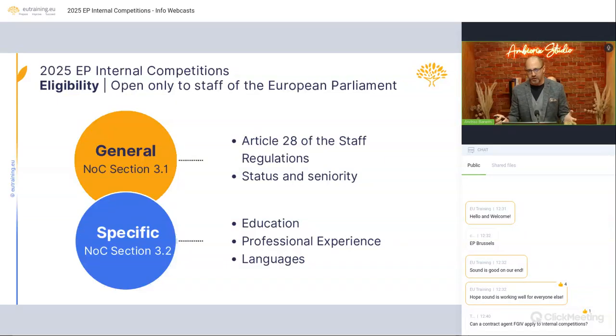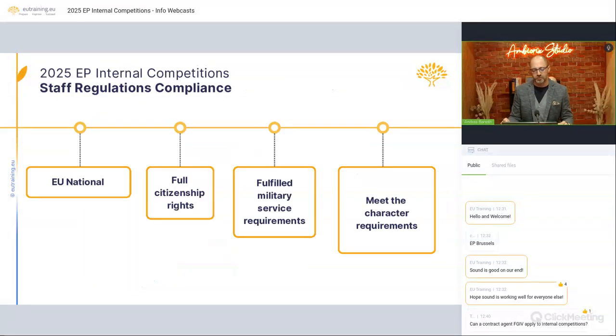And then there are specific criteria which relate to your situation, so to say, your education or professional experience and languages linked to the specific profile and the specific competition that you're enrolled in, which we're going to go through systematically one by one on how and what, or actually who is eligible for these, given all those variables and given the exam you are applying for.